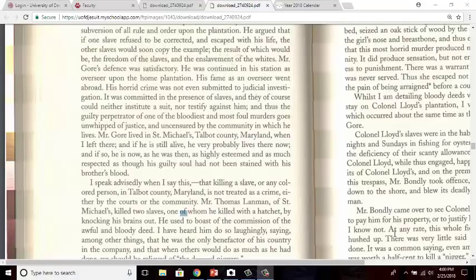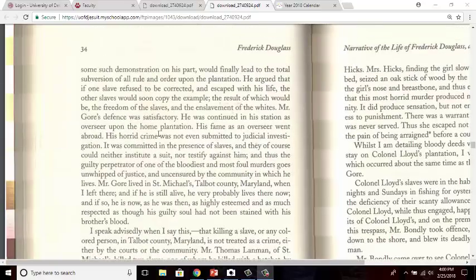So the important thing here is to always provide you with proof of what I'm saying from the actual text. So the allegorical presentation of Austin Gore and his behavior is manifested, augmented, made greater because of what we see here on 34 in that text that I provided you. So after the murder of Demby in the river, he continued in his station as an overseer upon the home plantation. His fame was carried abroad, and his act was not even submitted to judicial investigation.